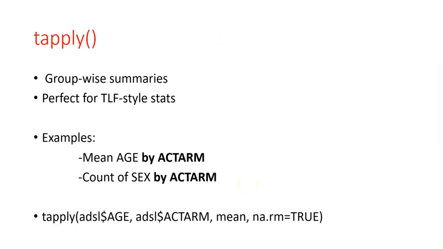Next comes tapply. Tapply works like apply but gives a group-wise summary, which is perfect for TLF-style stats. Let's say we want to calculate the mean of age, but use treatment as a grouping variable in tapply. This is our variable on which we want to apply the function, and this is our grouping variable. So treatment-wise, we can calculate the mean age for each particular group.